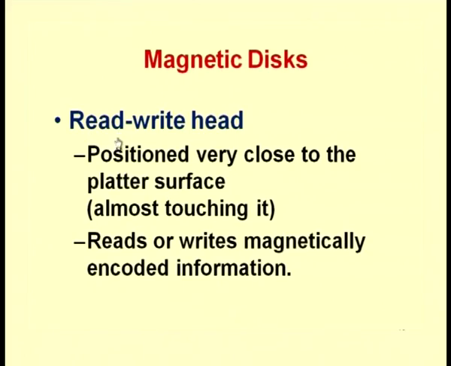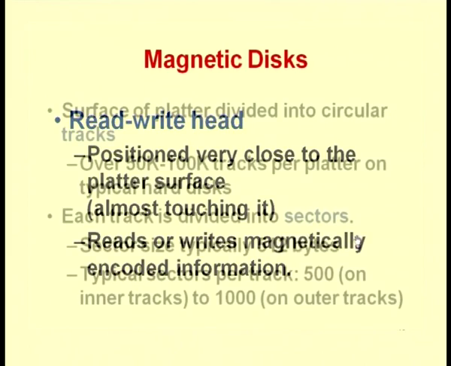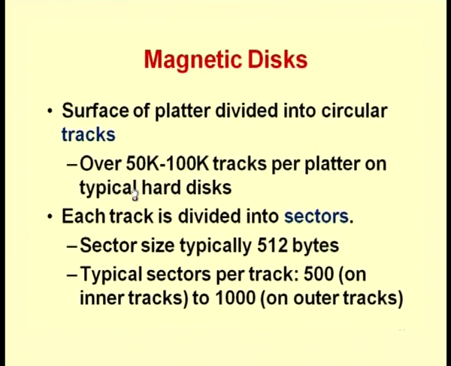So, the magnetic disk has the following components. You have a read write head, which I showed you, positioned very close to the platter surface, it will almost touch it. It reads or writes magnetically encoded information. Then the surface of the platter is divided into circular tracks, and you can have 50k to 100k tracks per platter on a typical hard disk. This can increase also. Each track is divided in turn into sectors, and each sector is typically 512 bytes, that also can change. Typical sectors per track are 500 to 1000, 500 on the inner tracks and 1000 on the outer tracks. So, this is also a typical organization.